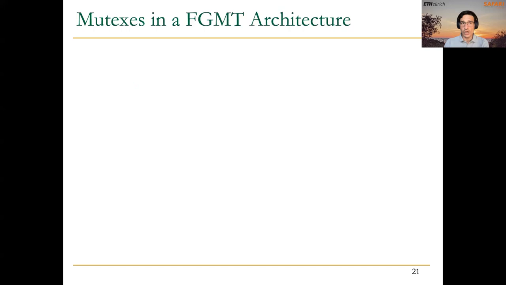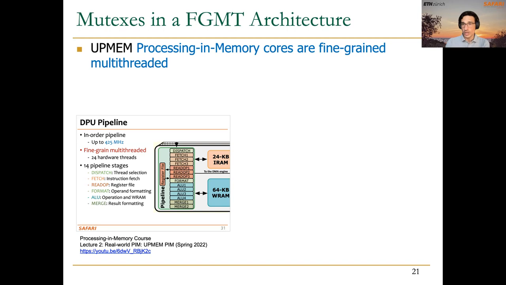But for now, if you want to see how a fine-grained multithreaded architecture uses mutexes, I recommend you take a look at the UPMEM PIM architecture. In UPMEM, the PIM cores, called DRAM Processing Units or DPUs, are fine-grained multithreaded, and they can run multiple hardware threads, up to 24 hardware threads. You may want to learn about this architecture by watching some of the lectures in our processing-in-memory course. For example, in lecture two this semester, we presented the architecture of this UPMEM PIM and the pipeline of this fine-grained multithreaded core.